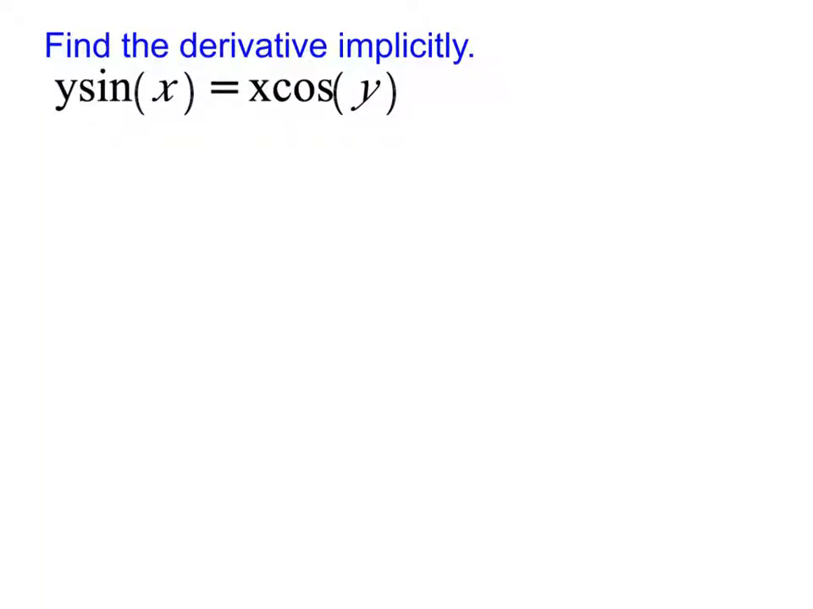So start by finding this derivative implicitly. It's still using all the same rules that we've been using. The only difference between this and stuff from the last couple lessons is just that this problem actually includes sine and cosine. But the processes are all the same.